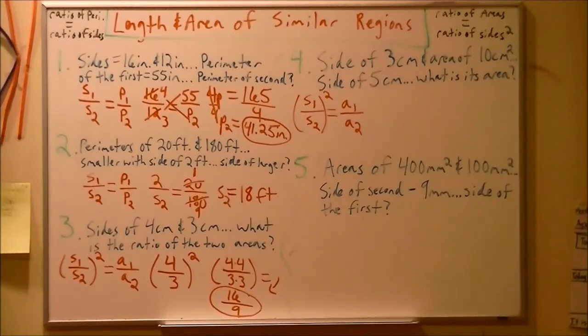No pun intended. Number 4. The first of 2 similar polygons, so we're not told what these shapes are, it's just that they're gons, shapes, and poly, many-sided. The first of 2 similar polygons has a side of 3 centimeters and an area of 10 centimeters squared. The corresponding side of the second shape is 5 centimeters. So what is the area of the second polygon?